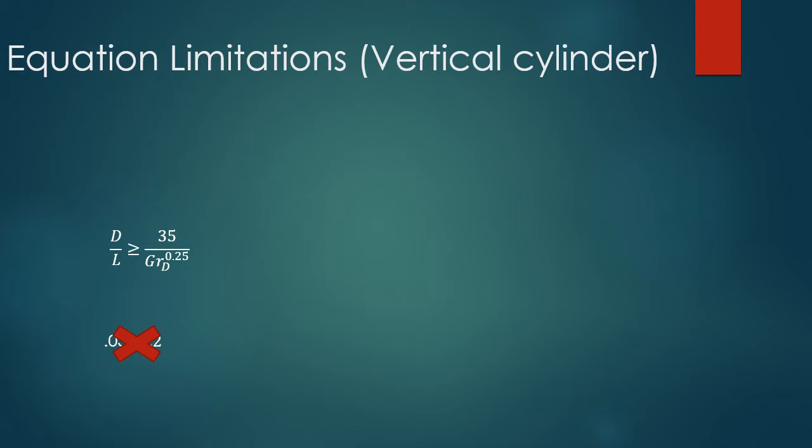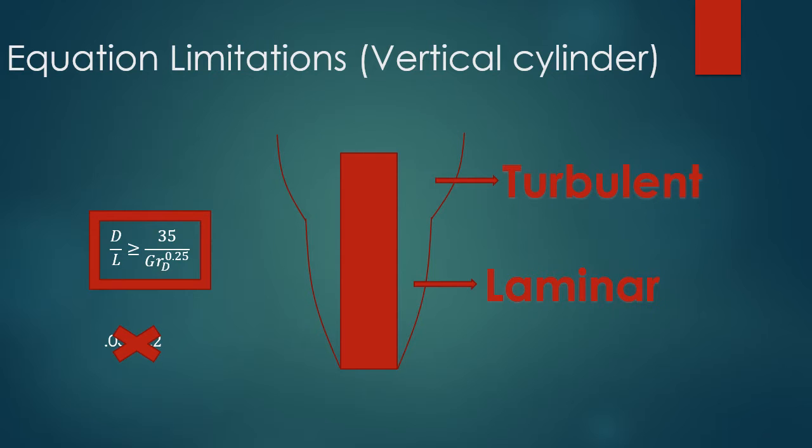So why is this limitation so important? If you look at a vertical cylinder, free convection will form a laminar boundary layer so long as the D to L ratio is large enough. Once the length becomes much larger than the diameter, the boundary layer will transition to turbulent. The vertical equation that we have does not account for any turbulence, making our theoretical H values different than what we would actually see.